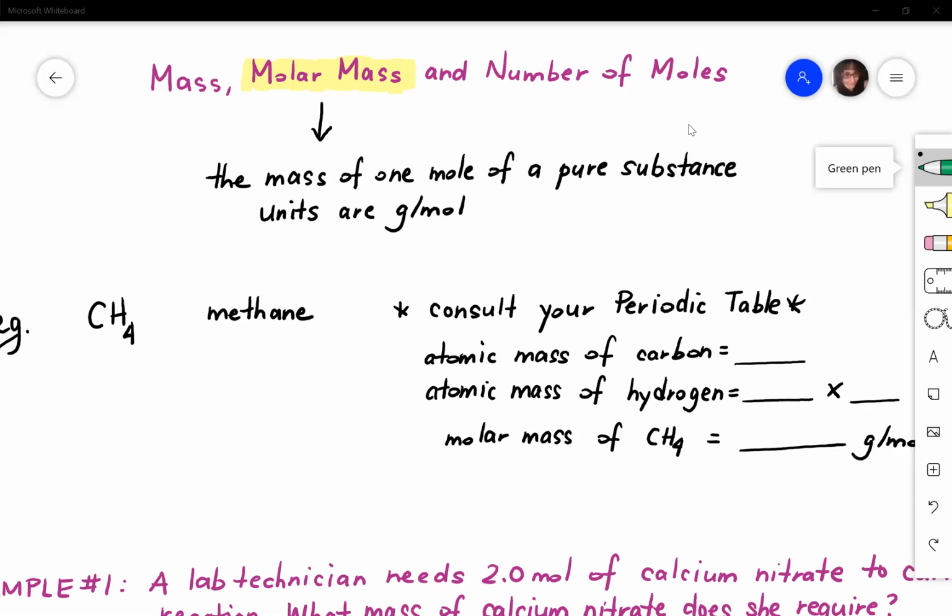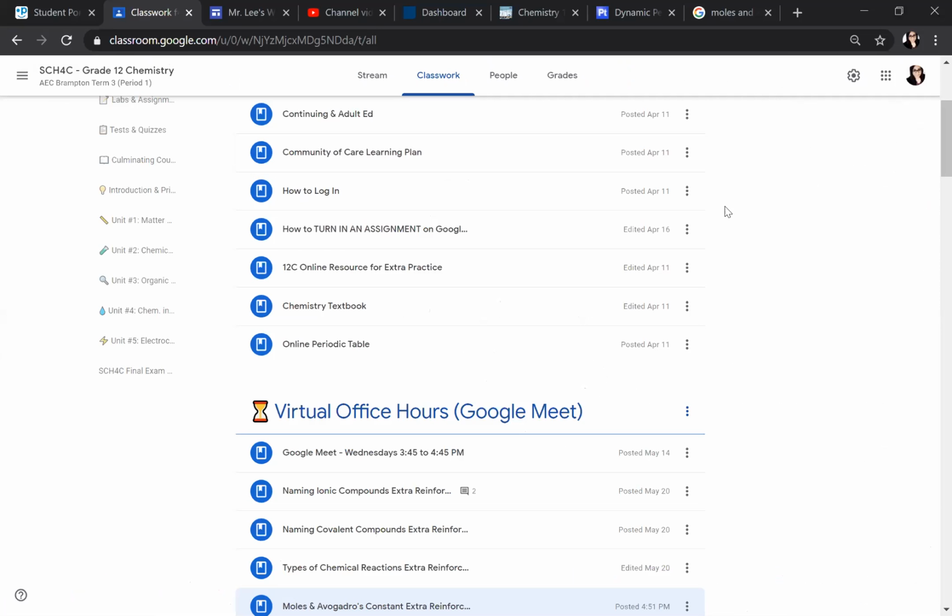Now, we're going to take a look at an example here with methane, CH4. And in order to calculate your molar mass, you do need to consult your periodic table. Remember that you can use a regular periodic table of elements. You may have one printed already, or you can go online to ptable.com. So we are going to the internet right now, and we are going to access ptable.com.